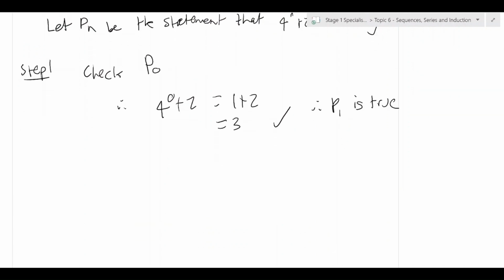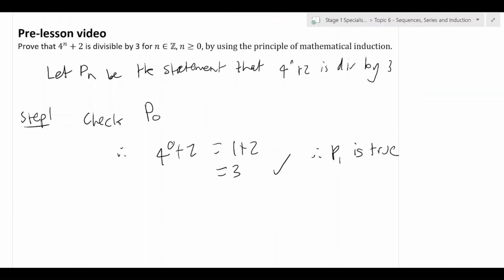Now, you don't have to do step 2 and step 3, but sometimes it's a nice idea to see what you're doing. So if you do 4 to the 1 plus 2, that's 6, which also works. And 4 squared plus 2 is going to be 16 plus 2, 18, so that also works. It looks like these are going to be divisible by 3, so that's nice.